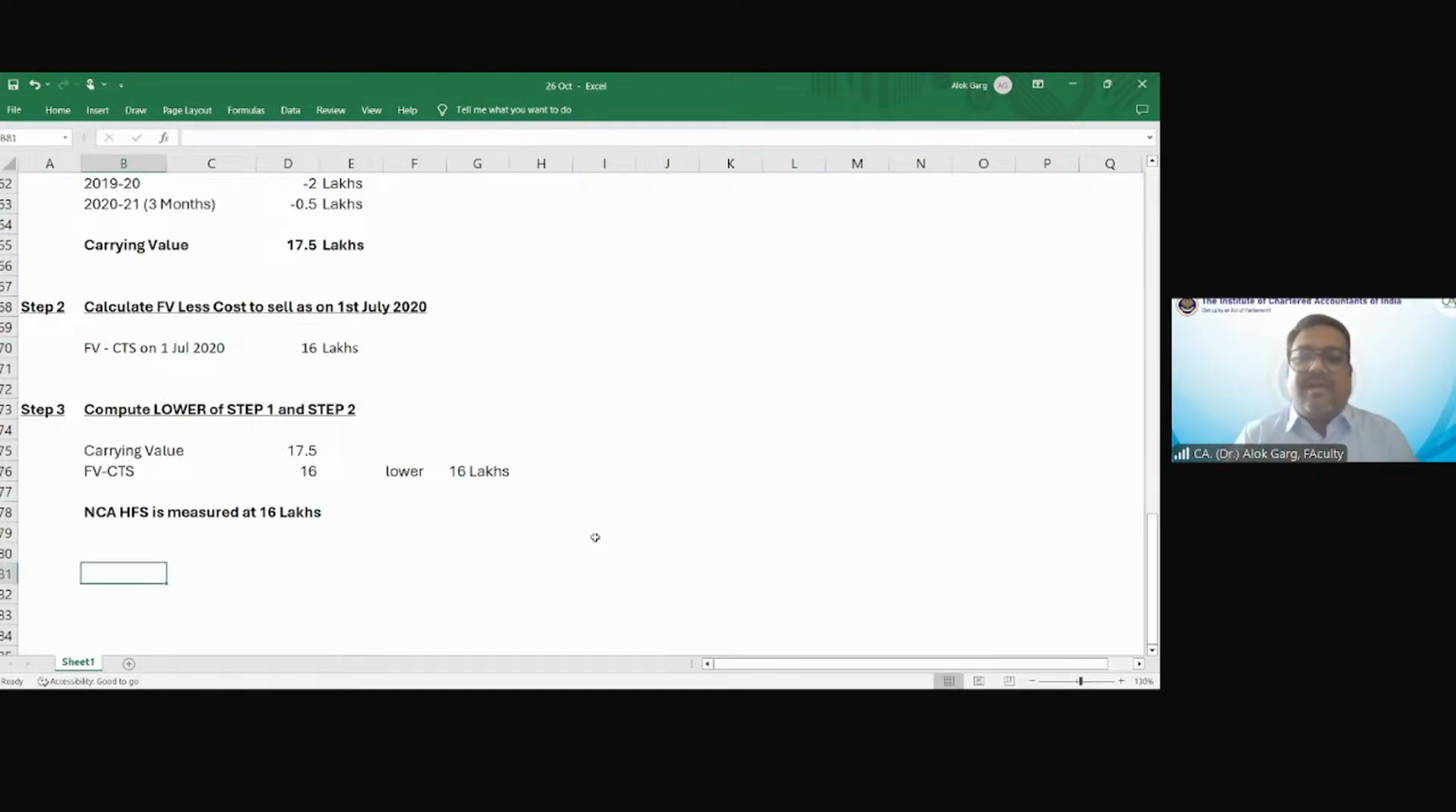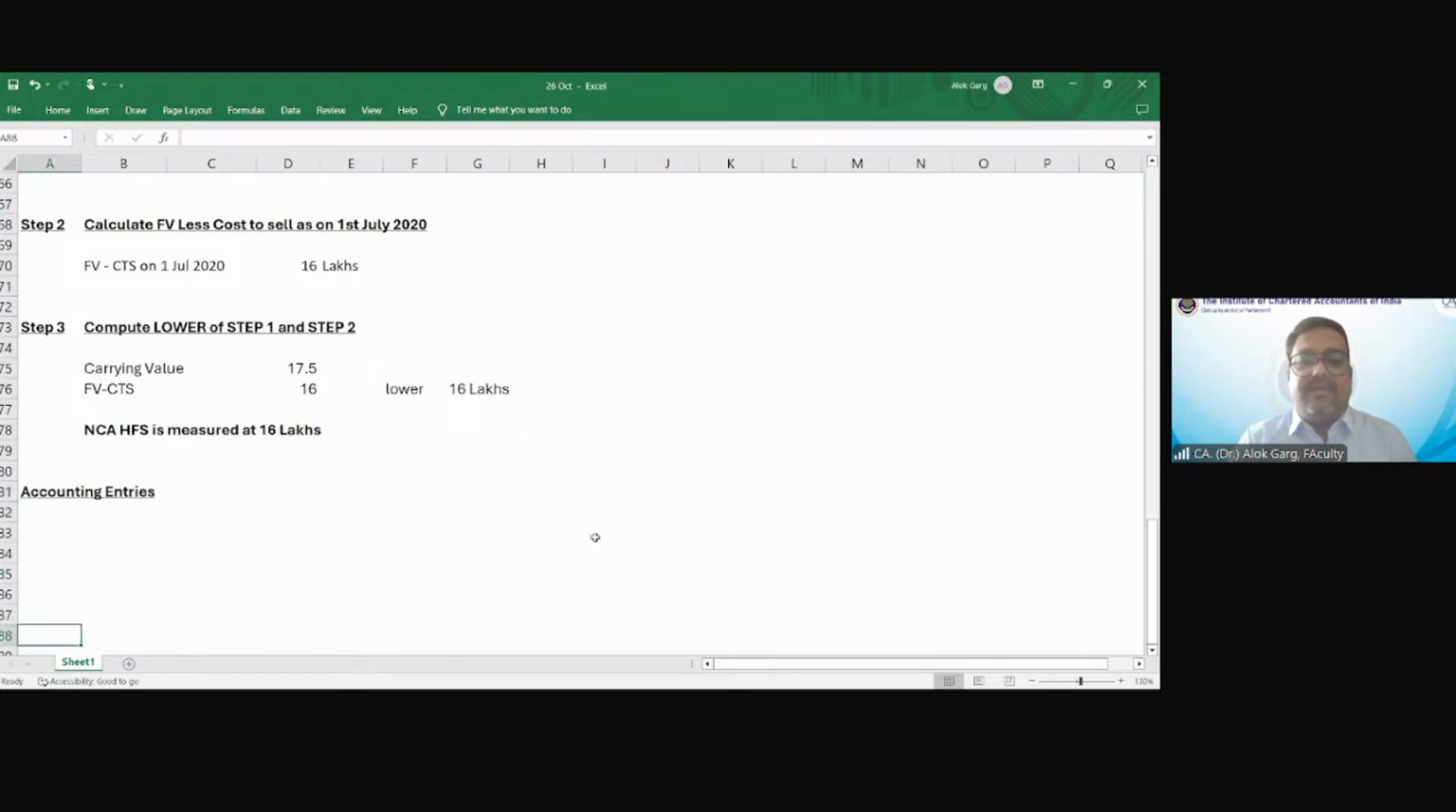So let me discuss the accounting entries now. I will give you the accounting entries for the entire journey of this asset. What is my first accounting entry? Purchase of asset. Purchase of building. What is the accounting entry for purchase of building? Building account debit to bank.